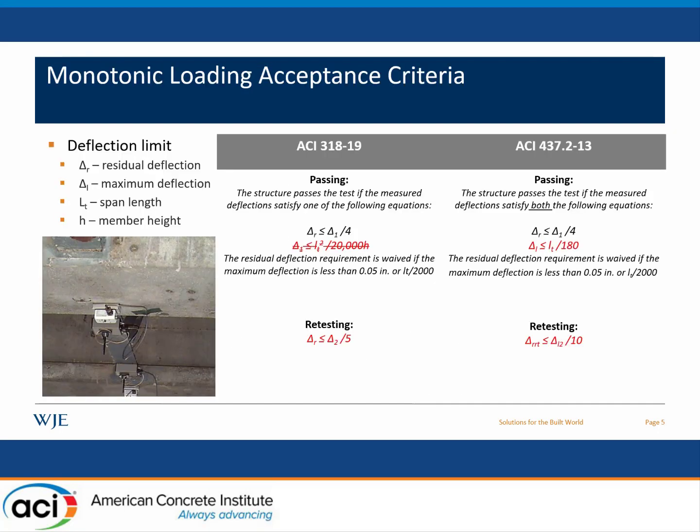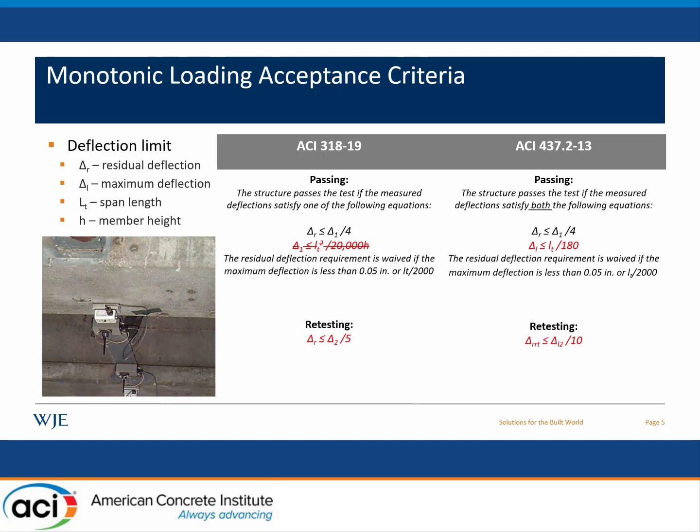So for the monotonic loading acceptance criteria, up to 2014, we had two standards with essentially two different limits. On the left side, you have ACI 318, which had the residual deflection criterion, similar in both codes. But then you had a maximum deflection criterion of L squared divided by 20,000 h, which was recently removed. Through this test method, you test the structure and measure the residual deflection and the maximum deflection. If you pass either of the equations, you pass the test.